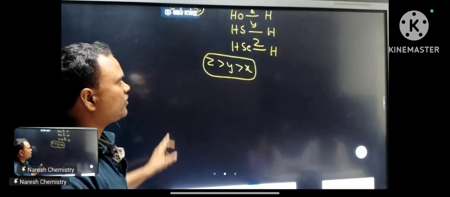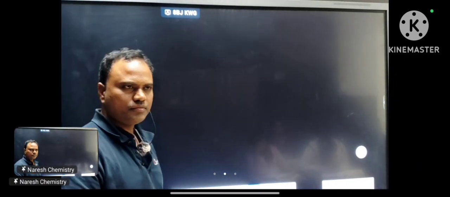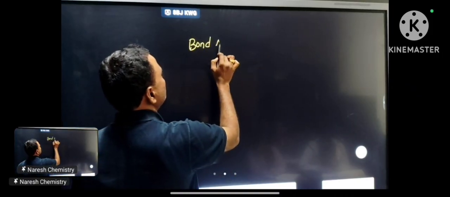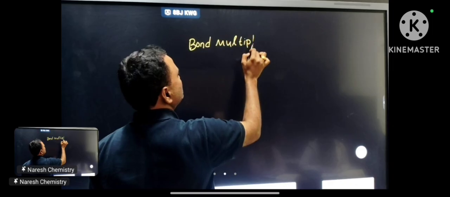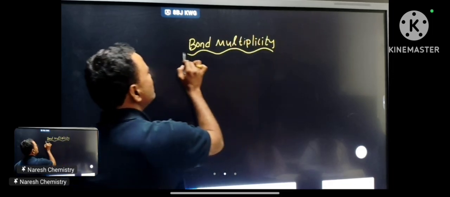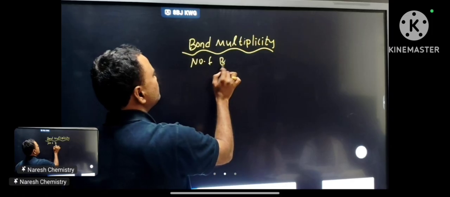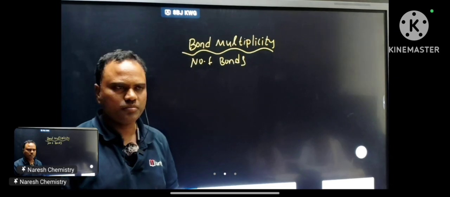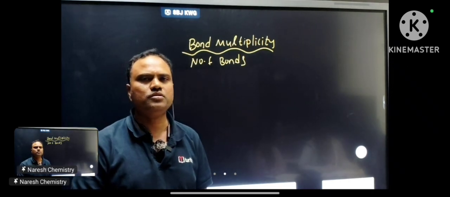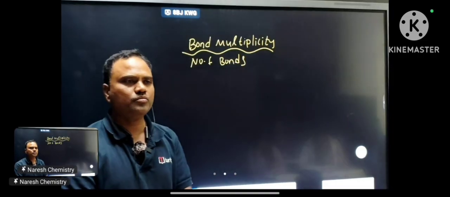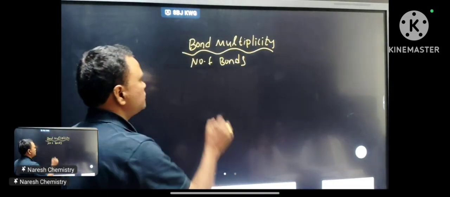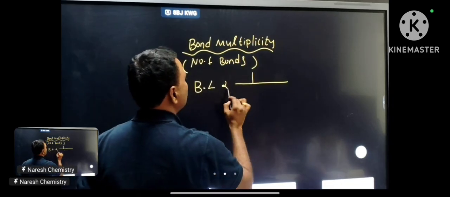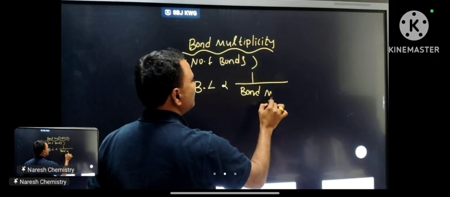Next factor is bond multiplicity. Multiplicity is nothing but the number of bonds. As the number of bonds increases, bond length decreases. So bond length is inversely proportional to bond multiplicity.